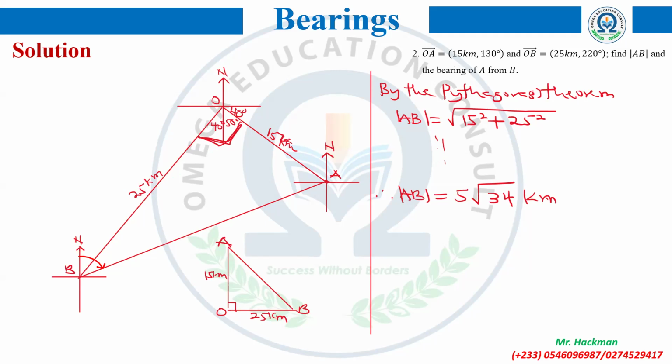Remember I told you, whenever we are looking for the bearing of a point from another point, it means your reference point is the from point. You are going to have a certain angle there, but that angle must be formed between the true north at that from point and the line joining the two points of interest.